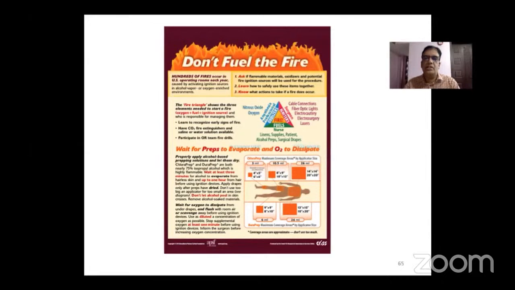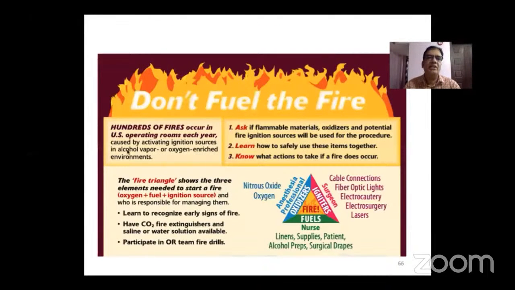So we have very nice printouts and posters available from the Anesthesia Patient Safety Foundation about fires and how to counter them. Don't fuel the fire. The fire triangle is a triangle of oxygen, fuel, and ignition source. And we are the ones who are responsible to see that these are managed properly. We should learn to recognize early signs of fire, have carbon dioxide fire extinguishers ready, and saline or water solution also available. And we should also participate regularly in operating room team fire drills.